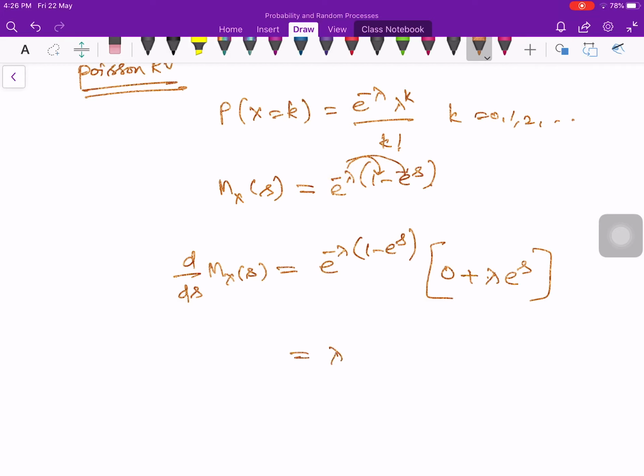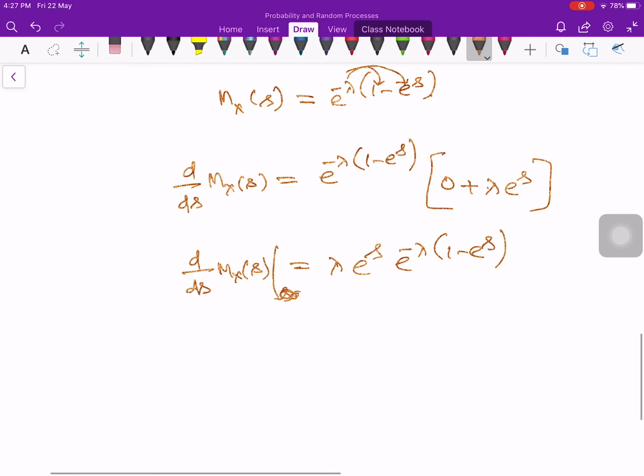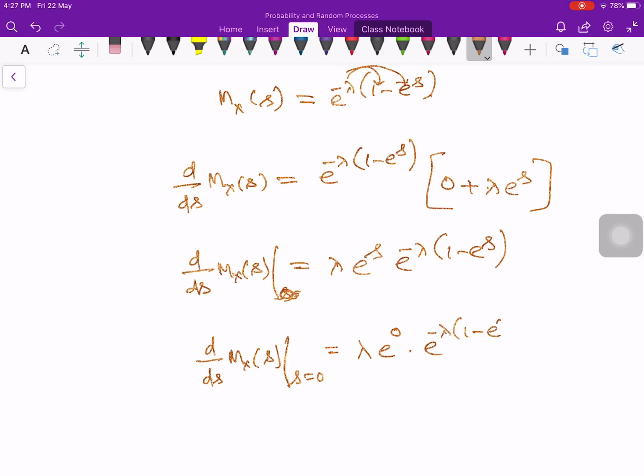So this is lambda times e to the s times e to the minus lambda times 1 minus e to the s. Now substitute s equal to 0. So then what will happen? What will you get? Substitute, then lambda times e to the 0 plus e to the minus lambda times 1 minus e to the 0. So 1 minus 1 is 0, so e power 0 is 1. So this is going to be lambda.